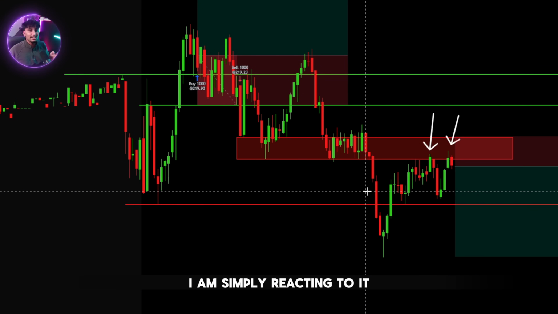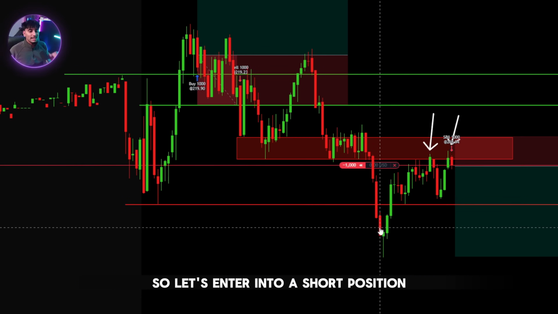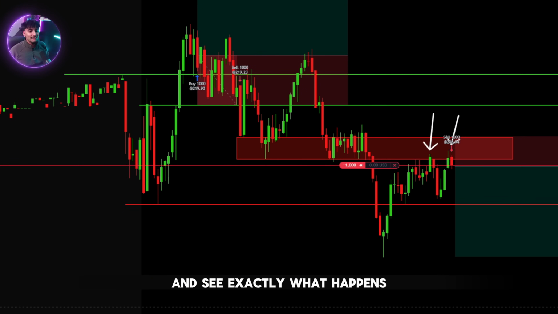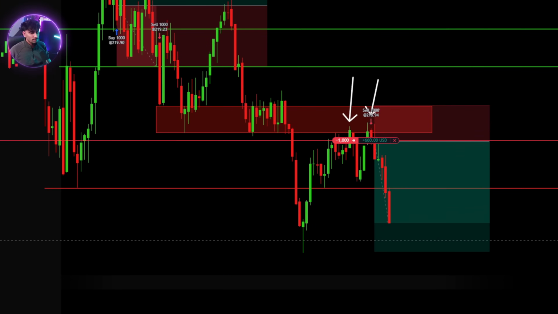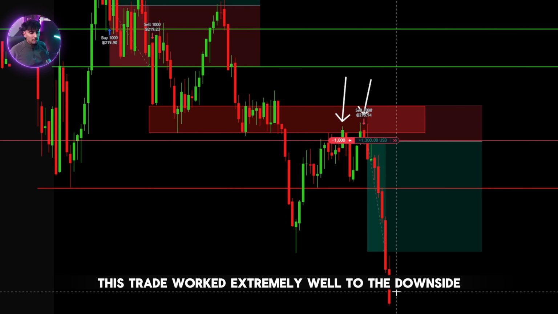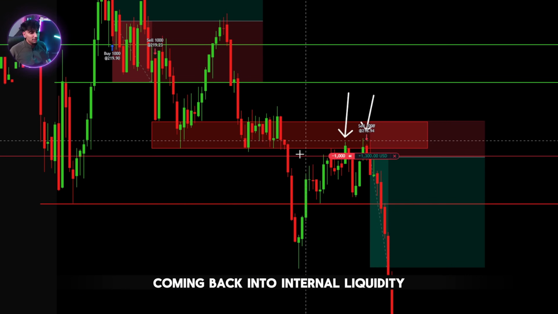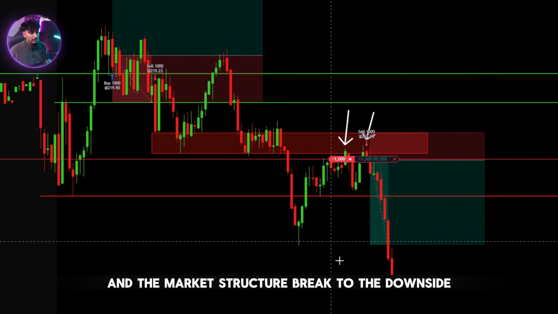I am simply reacting to it, and now I will let the probabilities do the work for me. So let's enter into a short position and see exactly what happens. And as we can see here, this trade worked extremely well to the downside by understanding external liquidity coming back into internal liquidity and the market structure break to the downside.